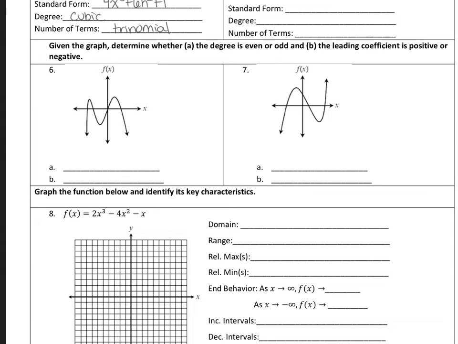The next section, given the graph, determine whether A, the degree is even or odd, and B, the leading coefficient is positive or negative. So I had given you a chart a while back talking about end behavior. You might want to reference that chart here. Looking at number 6, since my end behavior is going down, down, it is an even degree. Think about a quadratic function. The end behavior is either up, up, or down, down, depending on the leading coefficient. And so in this case, since it is down, down, my leading coefficient is negative.